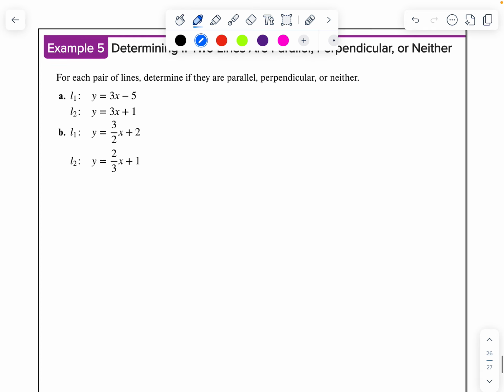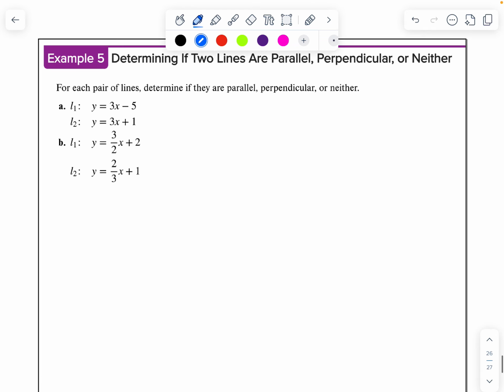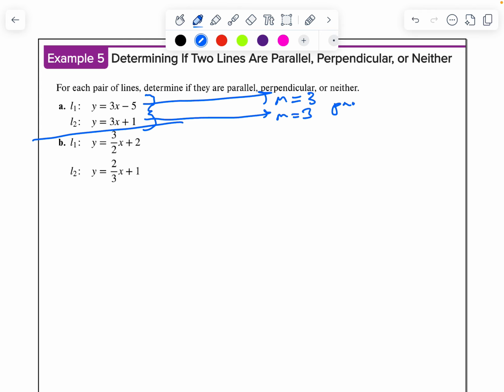Determine if lines are parallel, perpendicular, or neither. All right, this sort of goes back to that last lesson. For two lines to be parallel, they need to have the same slope. So for these two lines right here, are they parallel, perpendicular, or neither? The top one, y equals mx plus b, m is 3. This one, y equals mx plus b, m equals 3. These two lines are parallel.